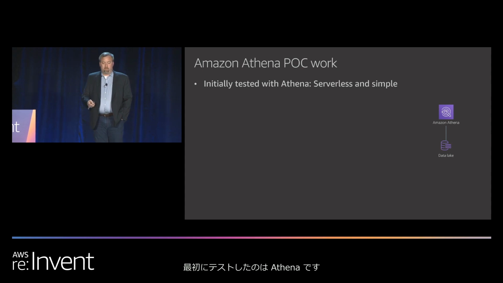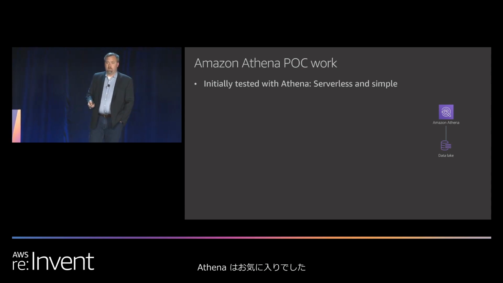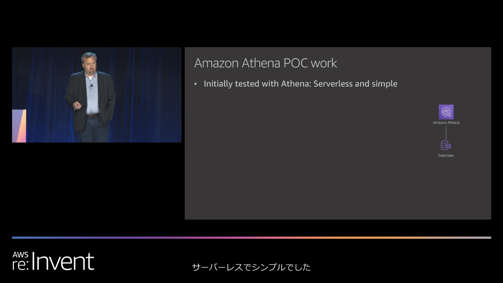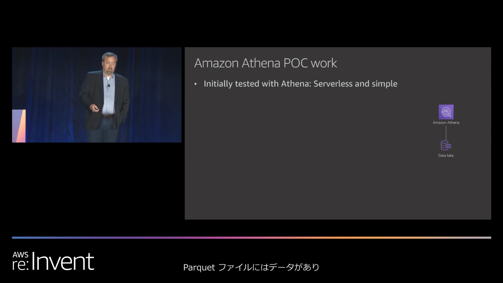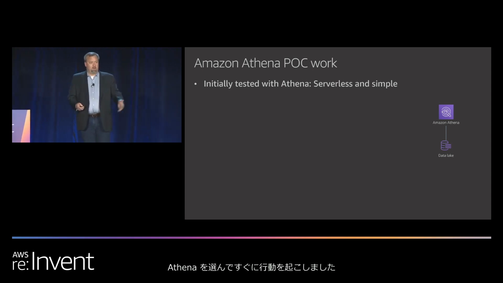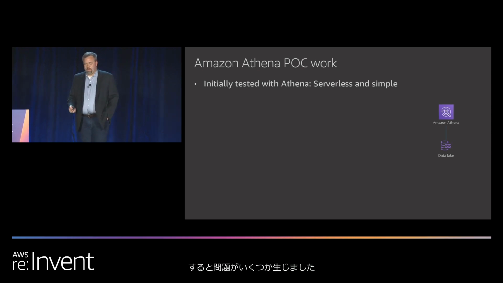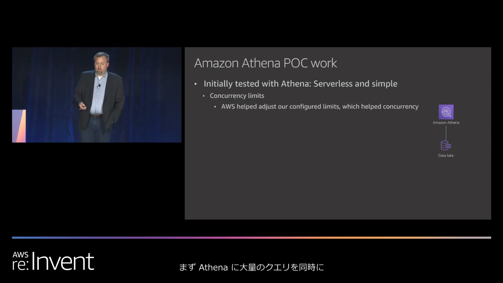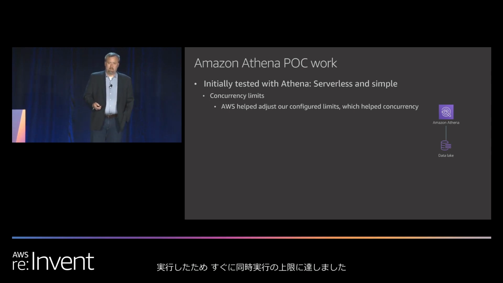We initially tested with Athena. We liked Athena. It was serverless, it was simple. We had our data there in Parquet files. We had the metadata in our Glue data catalog. We pointed Athena to it, and off to the races we went. But we ran into several issues. First, we ran a lot of queries against it at the same time, and we ran into concurrency limits.